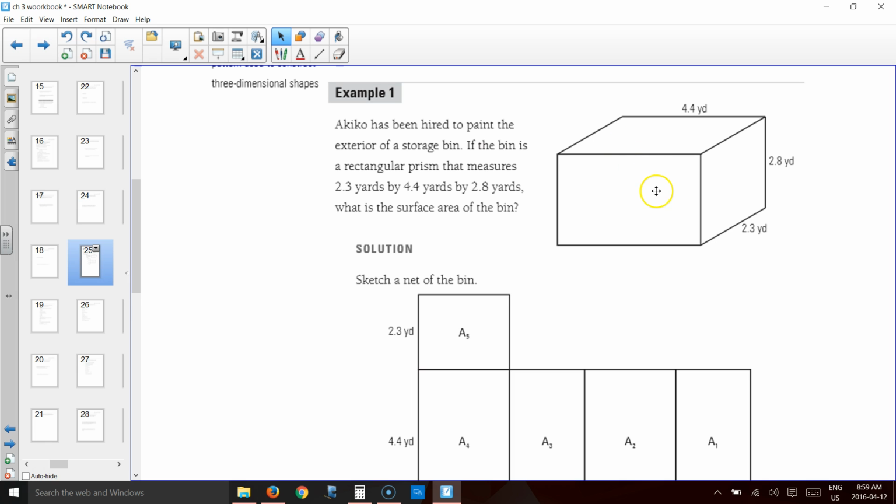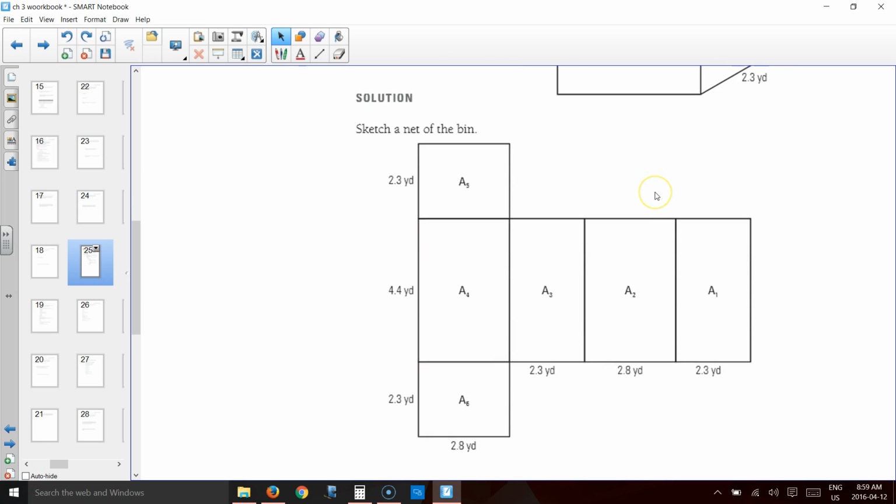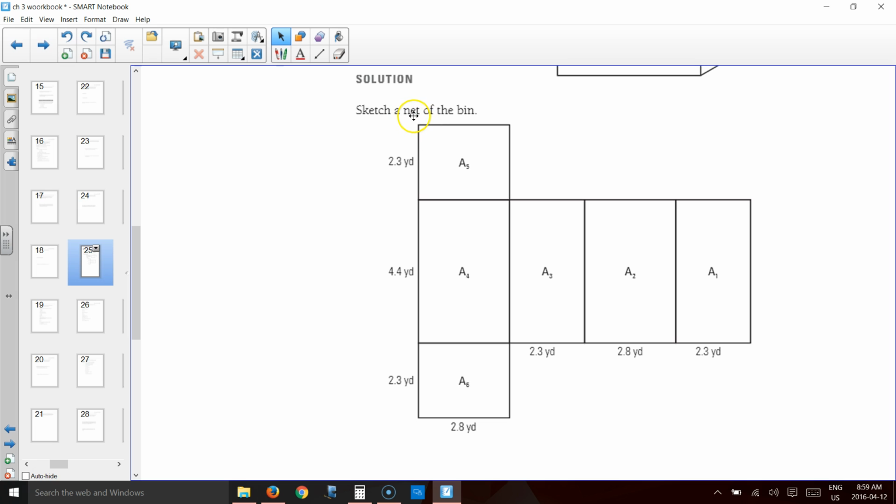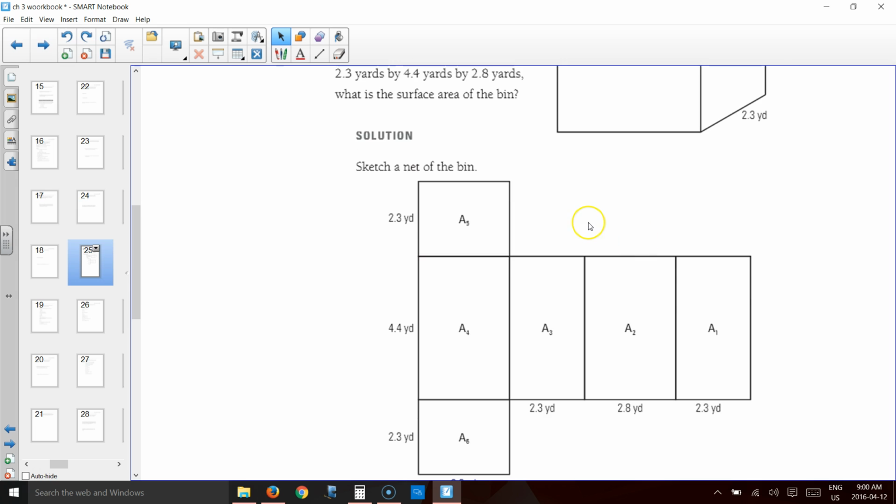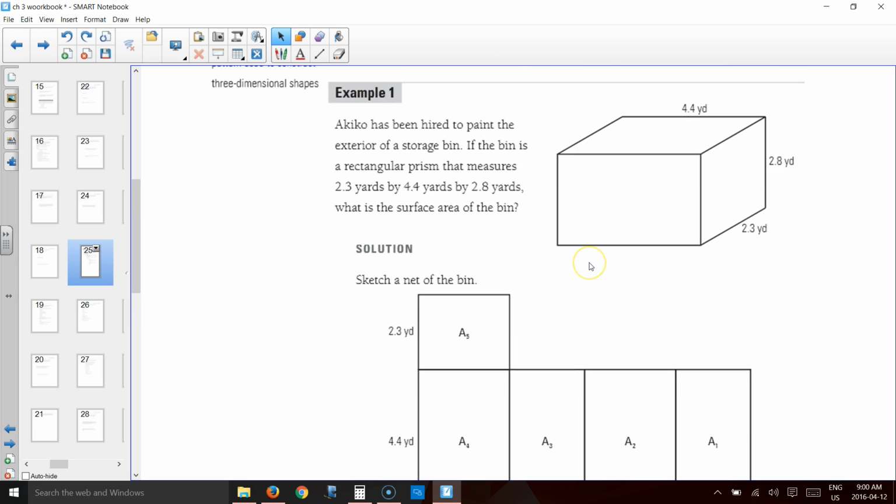And when you take this object and flatten it out, like this shown here, we call this a net. And the net of this object shows it as if it's a cardboard box flattened out. And we want to find the area of each of these boxes so that we can find the total surface area of the outside of the box. So that's what surface area is as opposed to volume.